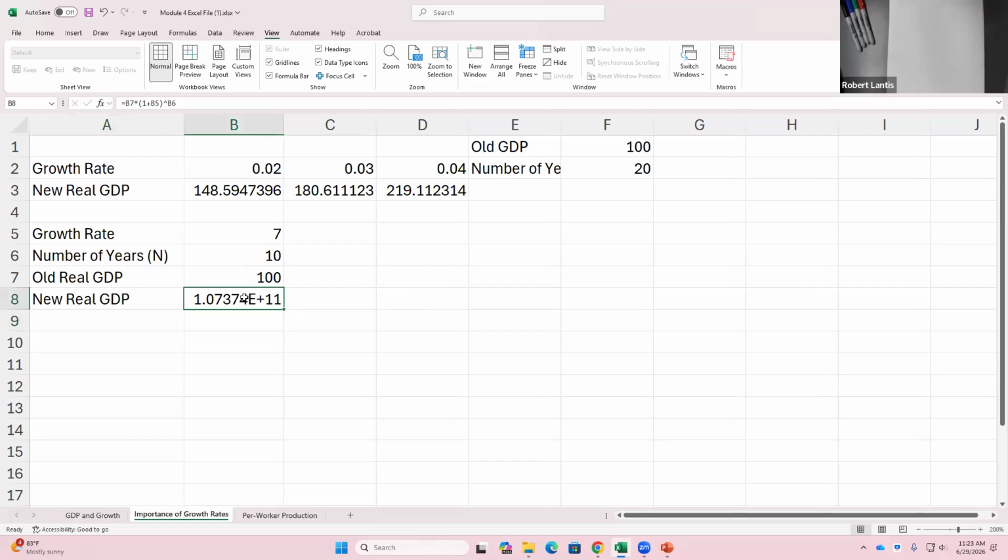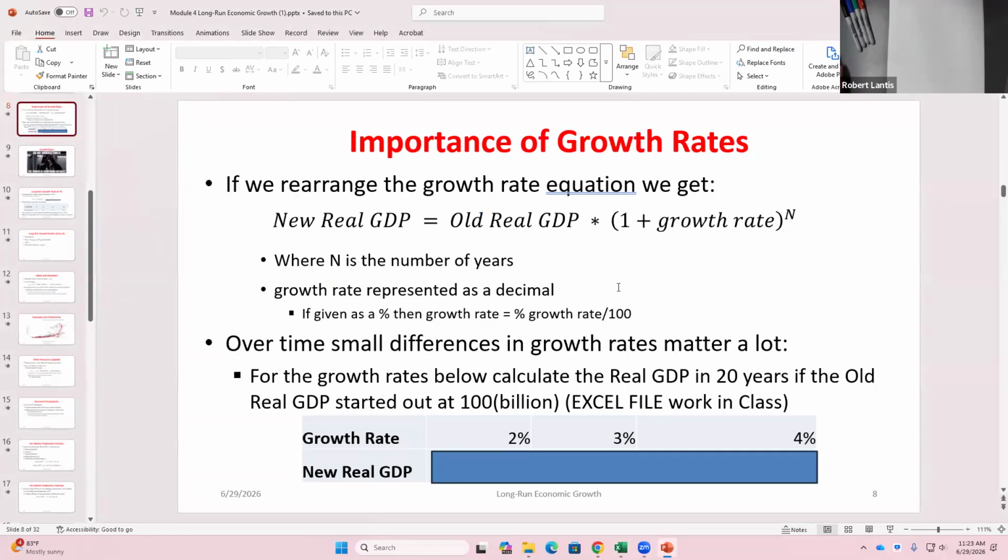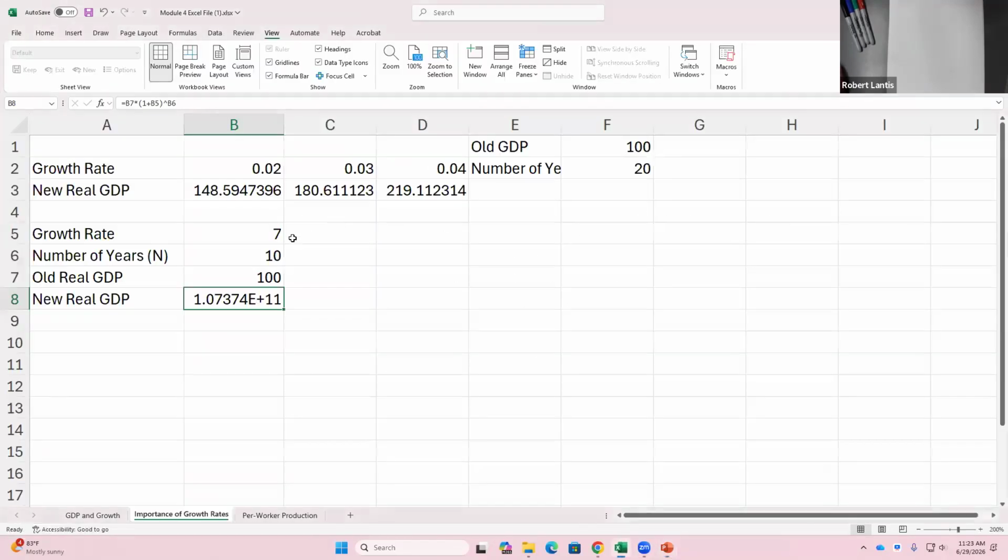So what error did I make? When we use the growth rate in this formula, it's always going to be the decimal form. So if I have a growth rate of 7%, if I have it as a percentage, I would divide that by 100. I need to be using that decimal form of the growth rate. So I can see here that at a 7% growth, if that's constant over these 10 years, my old GDP would almost double. It's almost 200 here. So make sure we're using that growth rate in decimal form when we're using that formula to calculate our new real GDP.